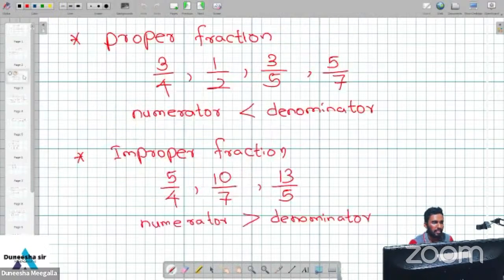Last week we also discussed proper fractions. What is a proper fraction? Can you remember? The numerator is less than the denominator. 3/4, 1/2, 3/5, 5/7. These are proper fractions, where the numerator is less than the denominator.